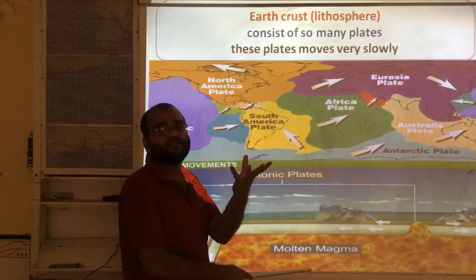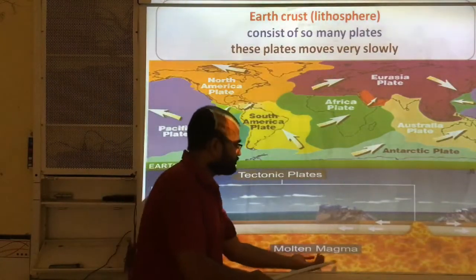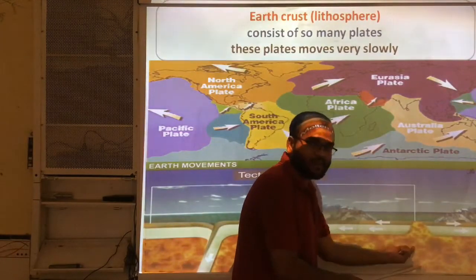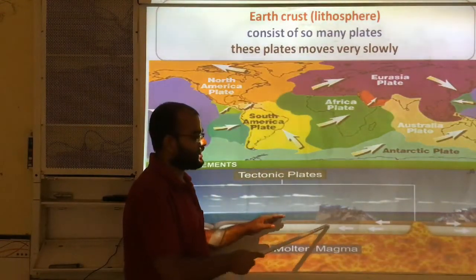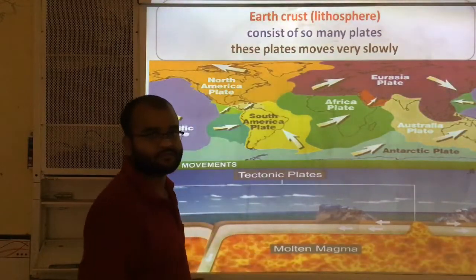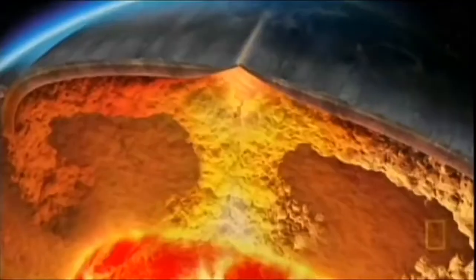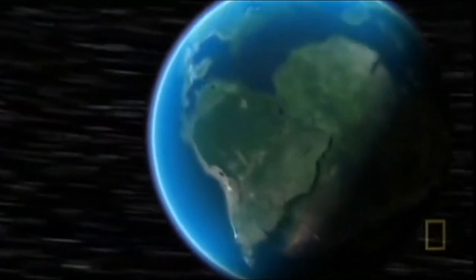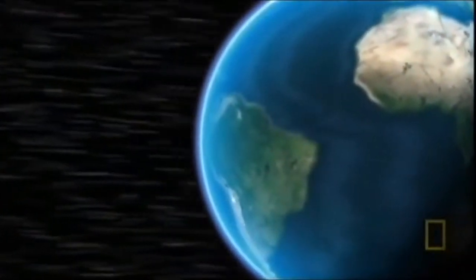This is a hot liquid. It always boils, and some pressure will be applied on these plates. From this magma, pressure is applied on the plates. That's why these plates move very slowly. Magma coming from the mantle exerts so much pressure on the plates. Due to this high pressure, the plates move apart. You can see here how the plates were moving and how the present continents were formed because of this movement.